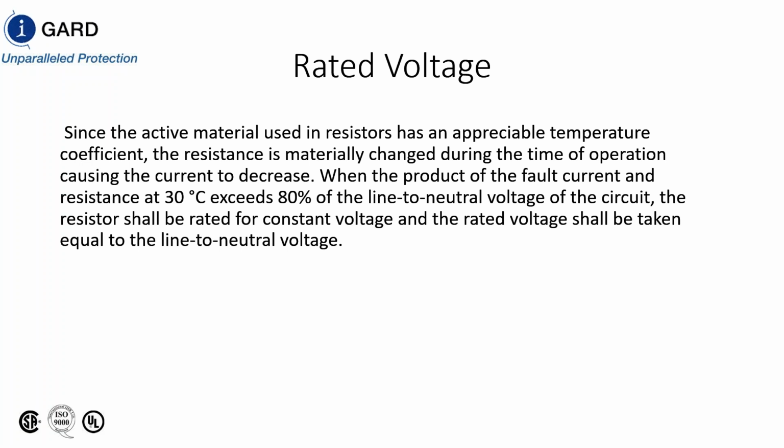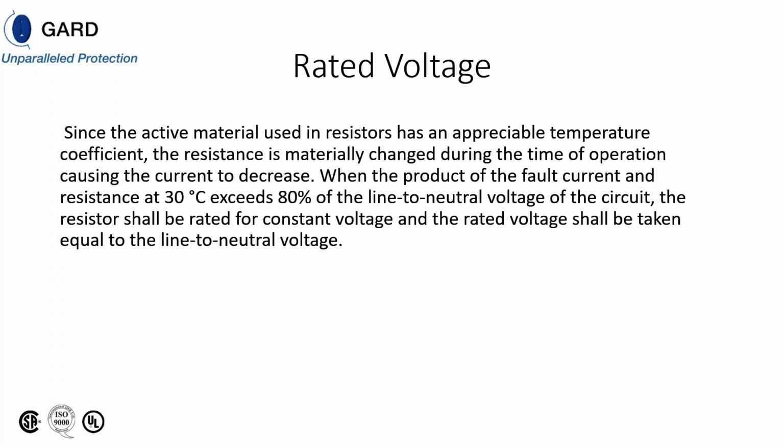The rated voltage, first of all, since the active material used in a resistor has an appreciable temperature coefficient, remember that was the part that we did not specify in the requirements, a resistance is materially changed during the time of operation, causing the current to decrease. So what basically happens is the temperature coefficient of resistance changes the value of resistance in your NGR such that it increases over the temperature range. And we're going to touch into that a little bit later.